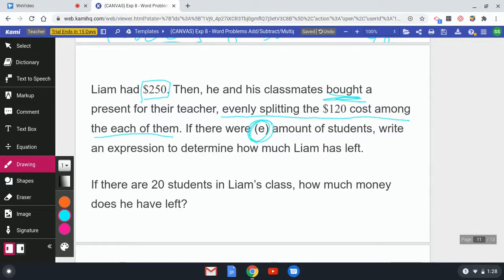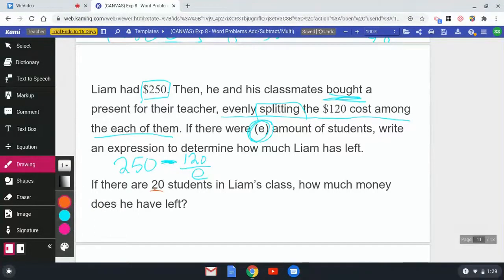Well, what did Liam start with? He started with $250. Then his friend said, hey, do you want to join us and buy a present for the teacher? Just pitch in some money. What did they do? They said, okay, this present costs $120. If we split the cost evenly, we can divide it among however many kids there are. But we're going to have to subtract that from Liam's amount so he knows how much he's going to have left.